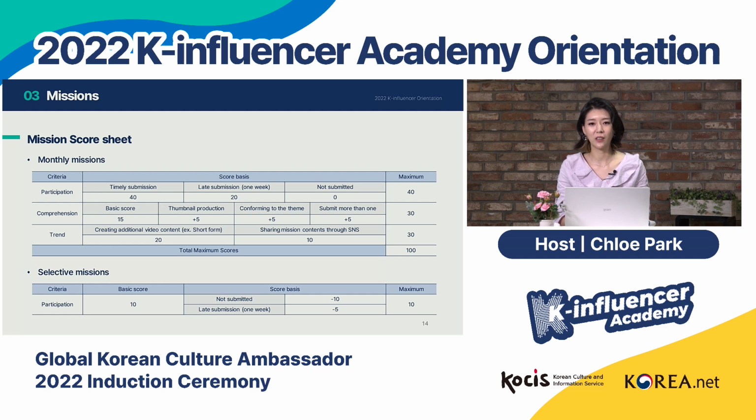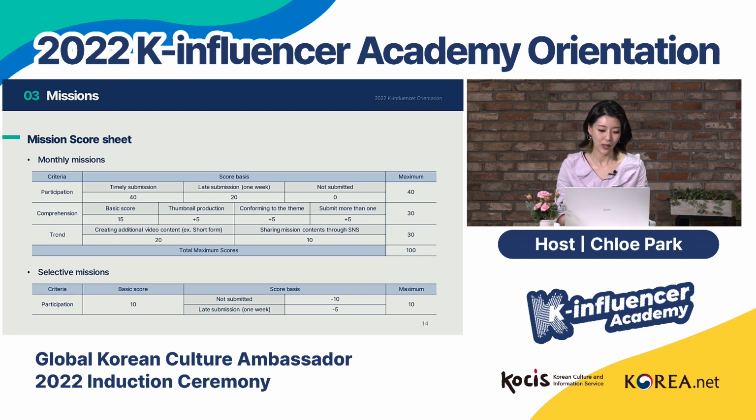So even if your production is bad, no matter the quality of your production, you're going to get 10 points for this. For 3 missions, you'll just get an additional 30 points even just by submitting your selective missions.